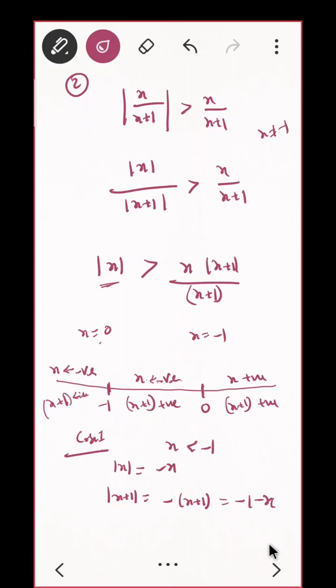Can you do that? Can you complete it now? Similarly, you just have to now put it in the equation. What is the equation? That is, at the place of mod x you have to put minus x, and that is greater than equal to x into, at the place of x plus 1 you have to put minus of x plus 1, and divide by it is x plus 1. So x plus 1 cancel. It is minus x is greater than minus x. Is it true?